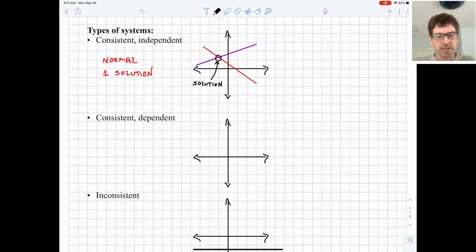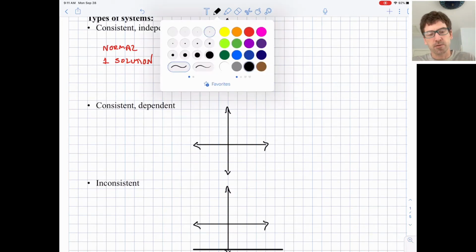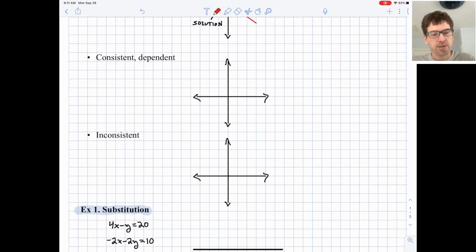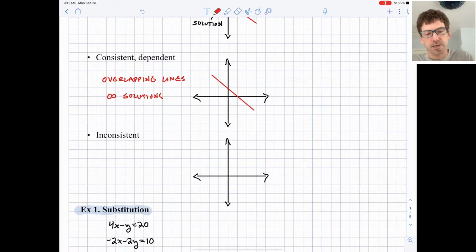Okay? The second type is what we call a consistent or dependent system of equations, where we have an overlapping line. In essence, we have two lines that have the same equation, they're the same line, and there are an infinite number of solutions. That's going to look like simply two lines on a graph that are the same line, and they overlap, and there are an infinite number of points that are common to both lines.